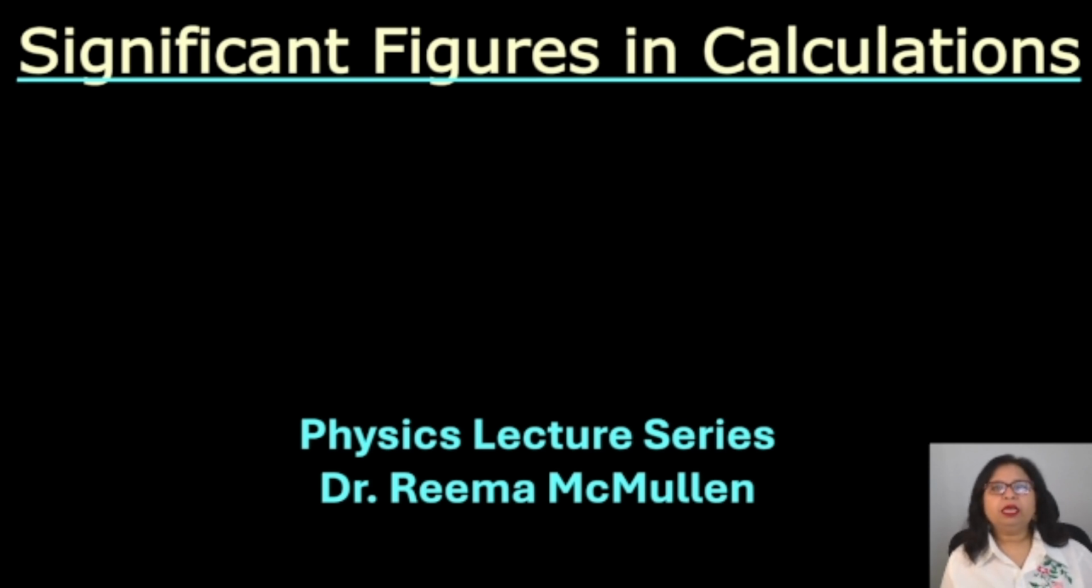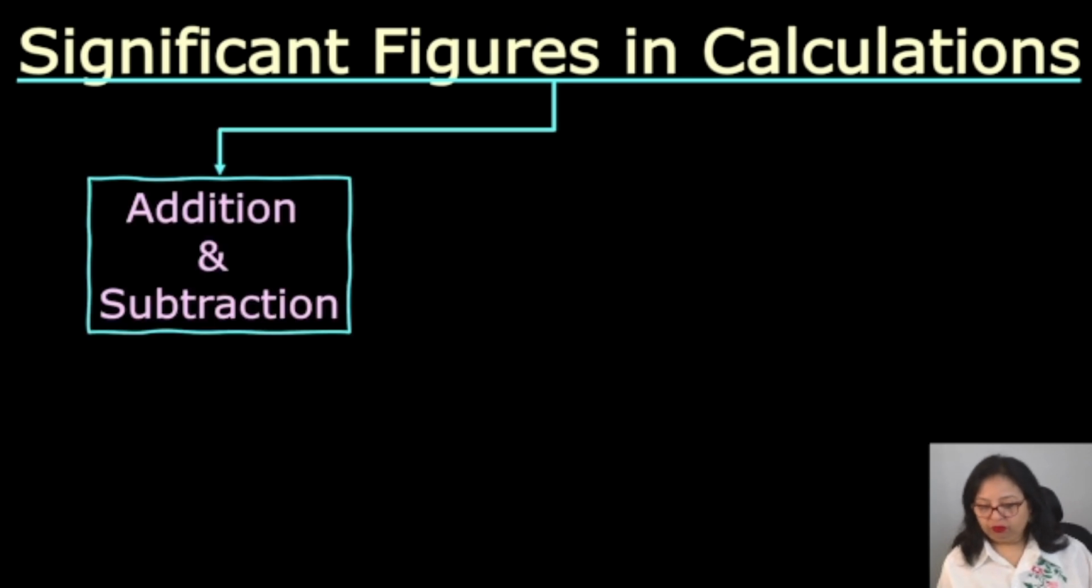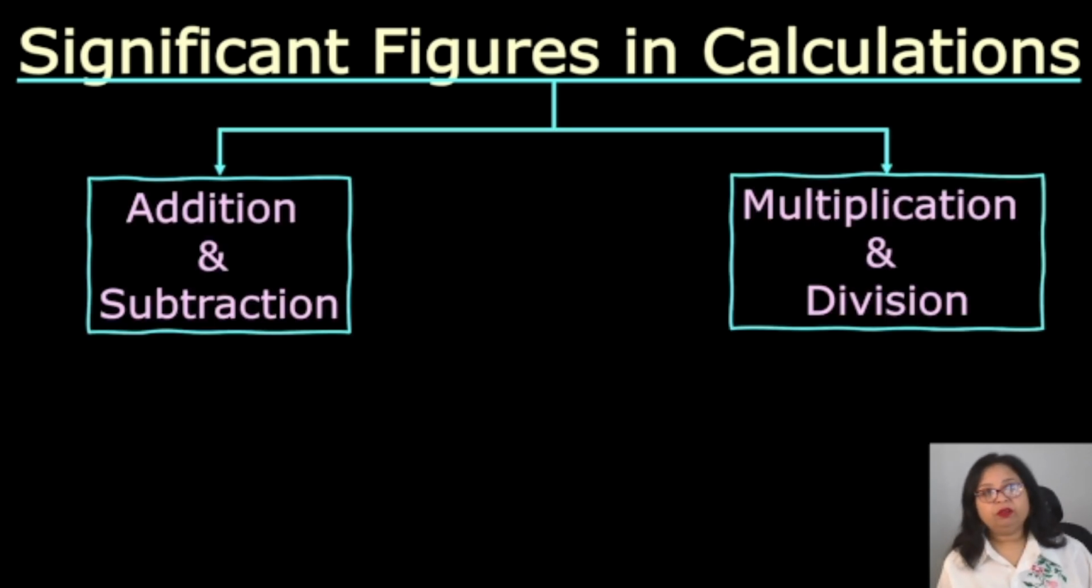Rima McMullen. In today's lecture, we're going to discuss how significant figures propagate when you perform mathematical operations such as addition, subtraction, multiplication, and division on some numbers. Alright, let's begin our class. We're going to begin by looking at the rules of propagation of significant figures in mathematical calculations. You will see that there are two sets of rules for propagating significant figures in calculations. One set of rules is for addition and subtraction, and the second rule is for multiplication and division.